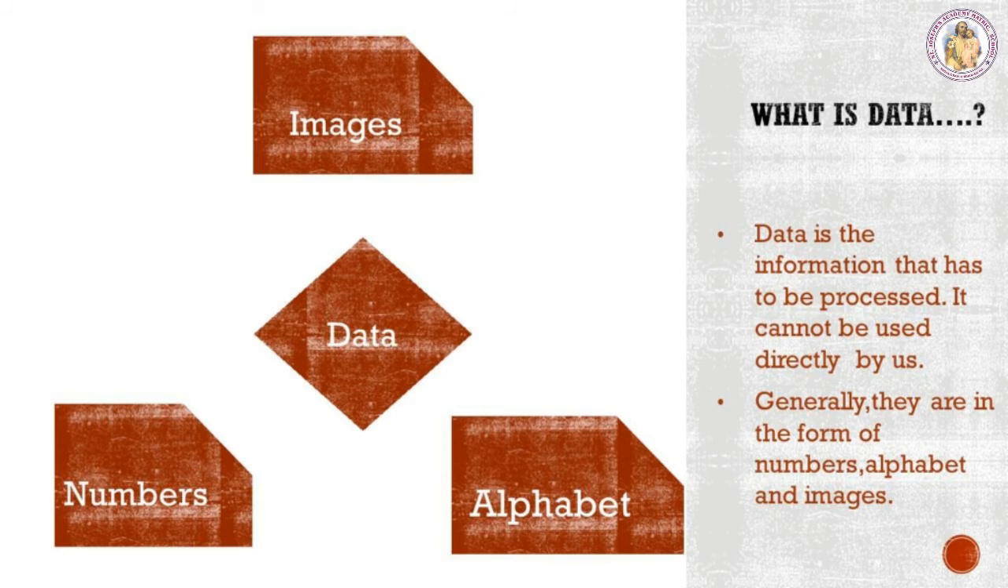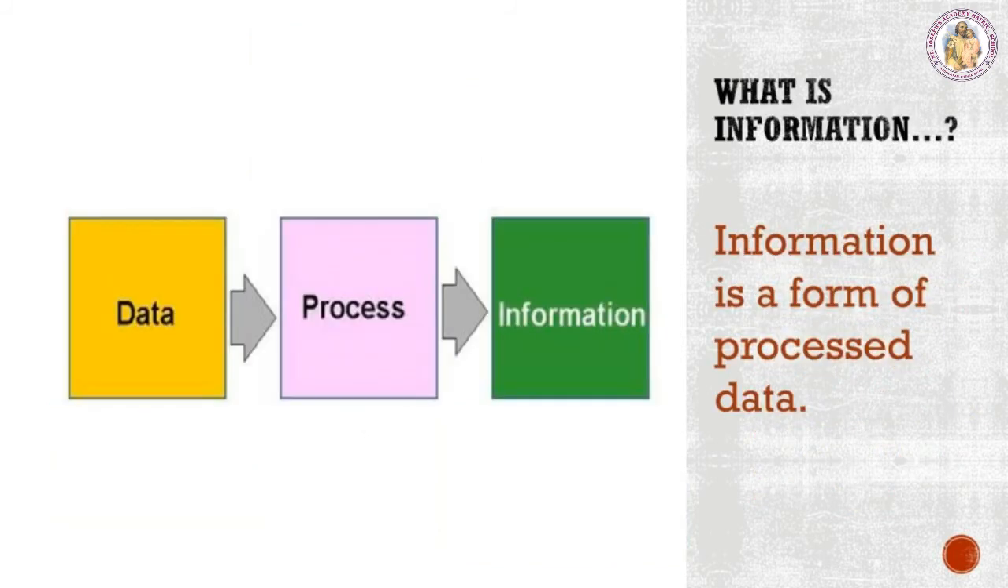Data and information are the two important elements in a computer. Data is the information that has to be processed. It cannot be used directly by us. Generally, it is in the form of numbers, alphabets and images. So what is information? Information is a form of processed data.